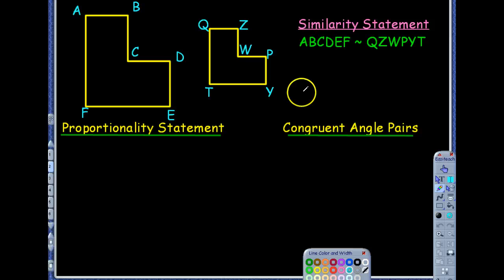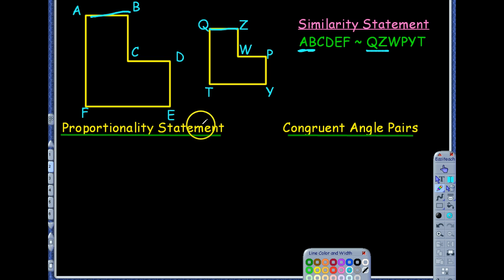So when I see that I'm starting with A, then B, this segment AB must correspond with segment QZ. That order tells you that. Just like what we did with congruent statements, the similarity statements are going to be like that. The first thing we're going to do is write a proportionality statement. When we do that, we're going to keep track of what pieces are proportional.